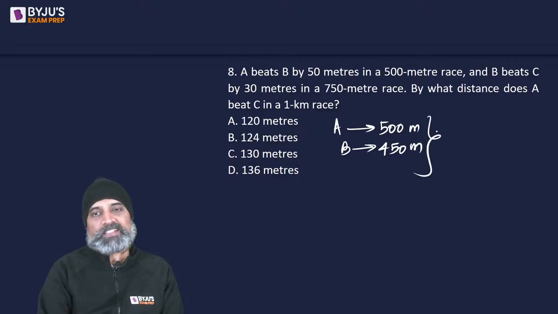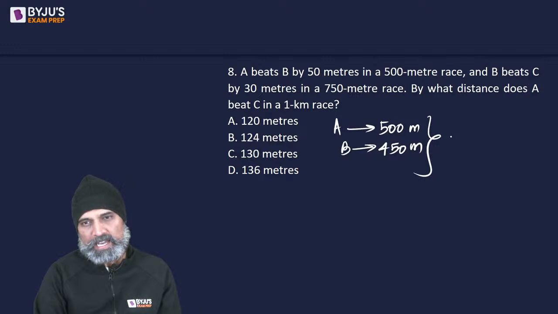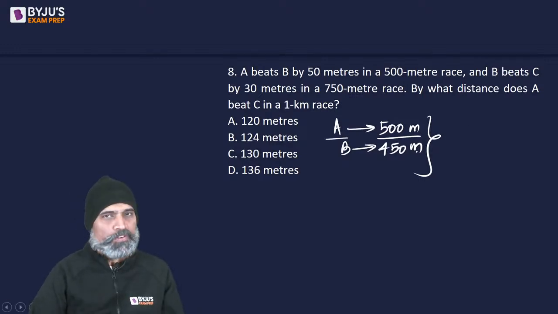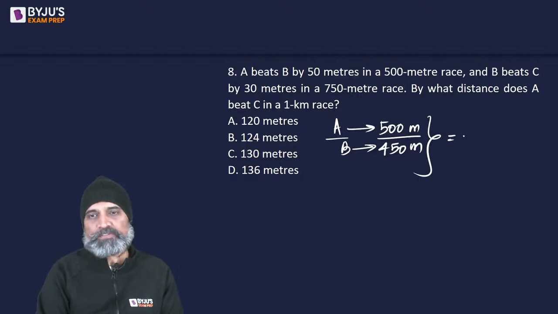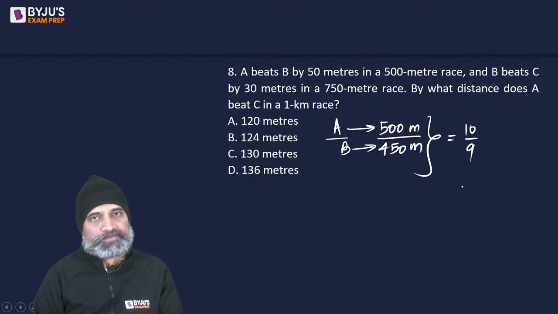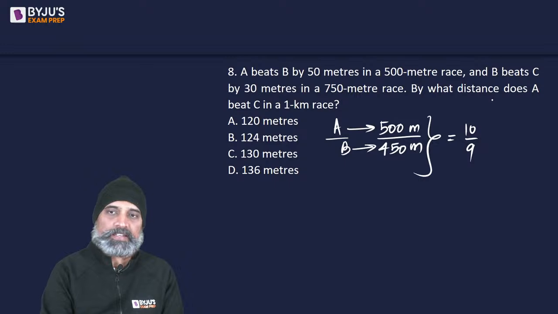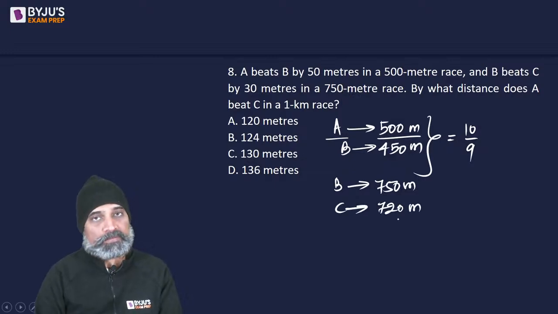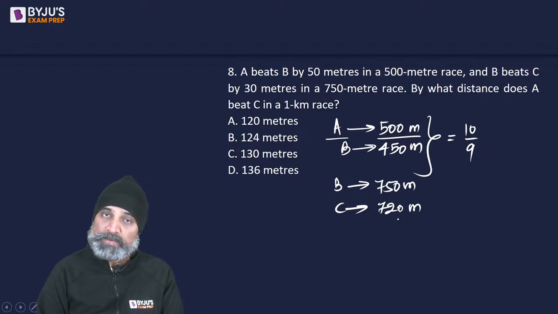So if you look at this, we can simplify it, we can leave it as such, completely our choice. I'm going to simplify it. When I say simplify, I'm going to take the ratio or the fraction. So 500 by 450 is 10 by 9, right? If I look at the second part, it says when B covers 750 meters, C is only able to cover 720 meters. This is the relation between B and C.